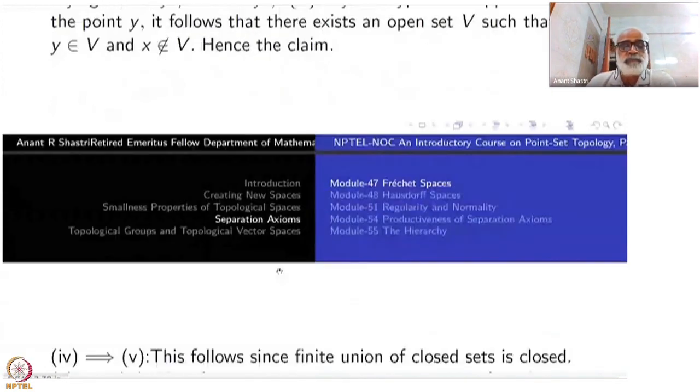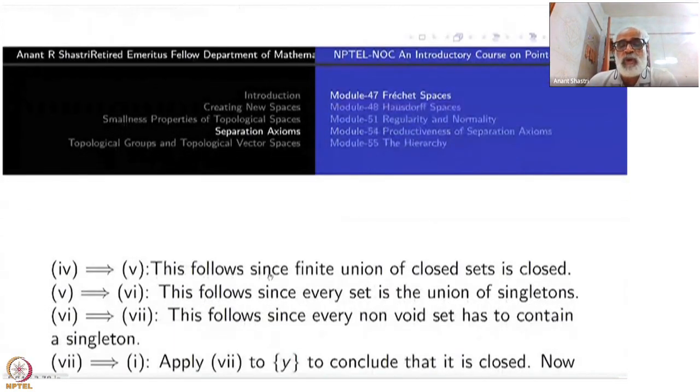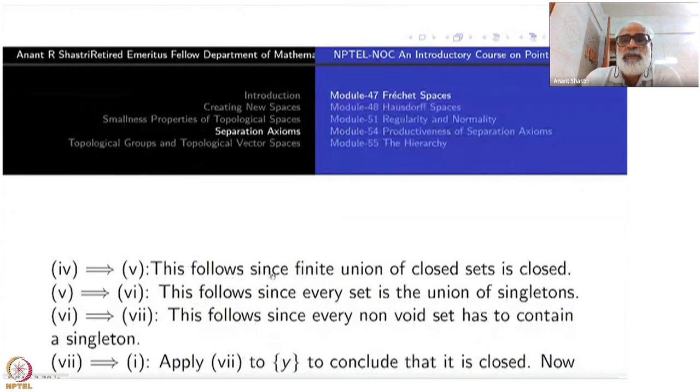All right. Now 4 implies 5. Since every finite union of closed sets is closed, every finite subset will also be closed. 5 implies 6 is again obvious, because every set is a union of finite sets. Every set is a union of singletons is one thing; the next one is every set is a union of finite sets.